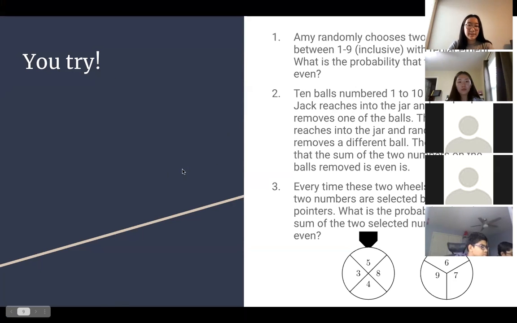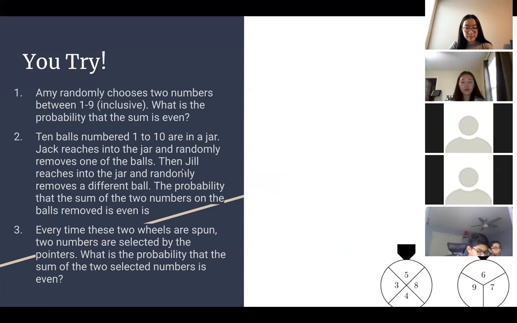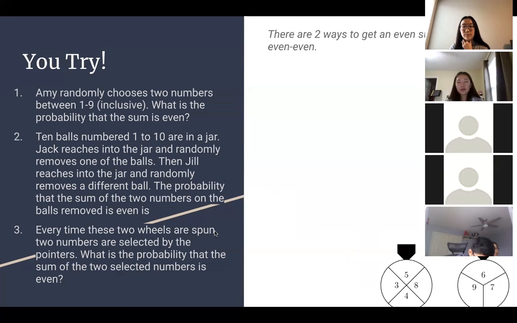Okay, so we've gotten a lot of answers. So let's see how to do this. We know that all of these questions are asking for even sums, right? So to get an even sum, you have to do odd, odd, or even, even, right?